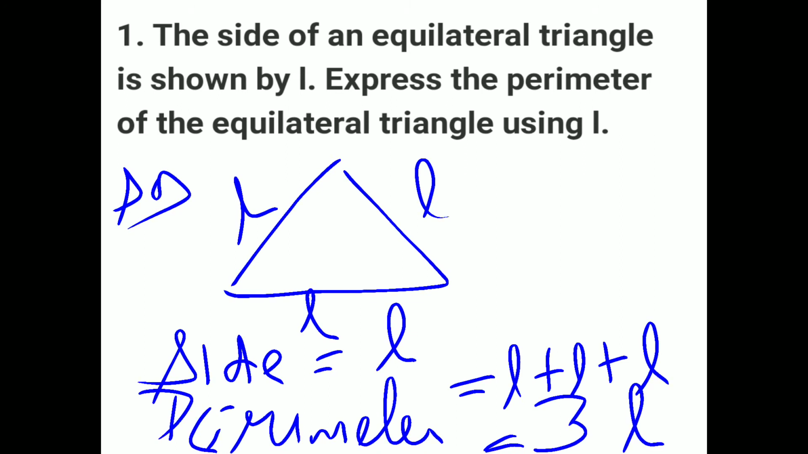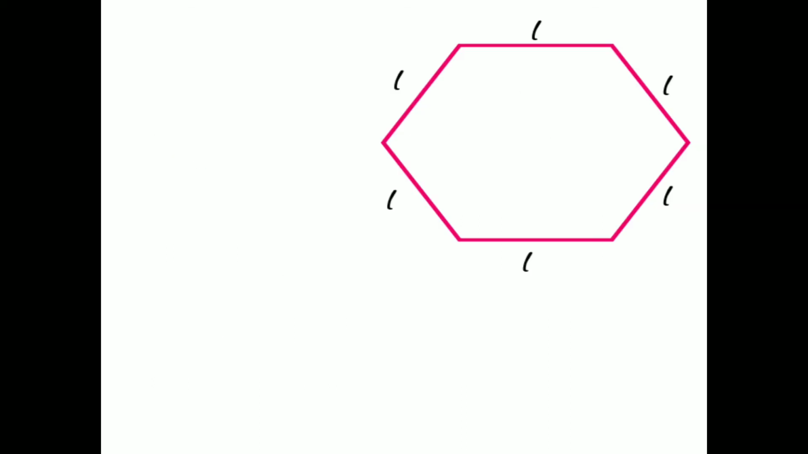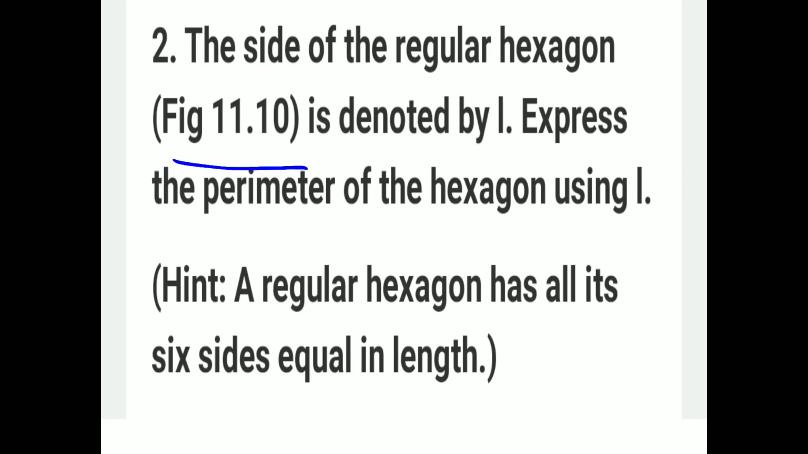Clear? Now we do the next question, question 2. In question number 2, they said the side of a regular hexagon is denoted by L. Now they have made the figure 11.10. See this figure, this is the figure which they made. You also have to make this figure in the copy. Now all the sides are L. Then they said you have to express the perimeter of a hexagon using L.